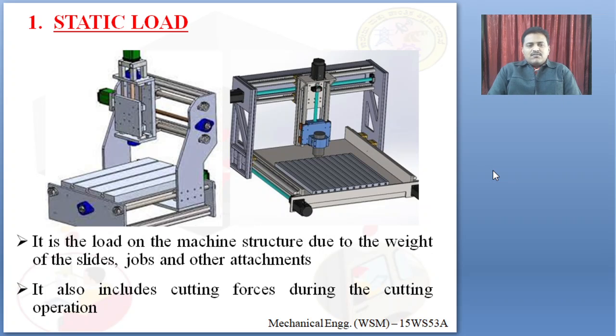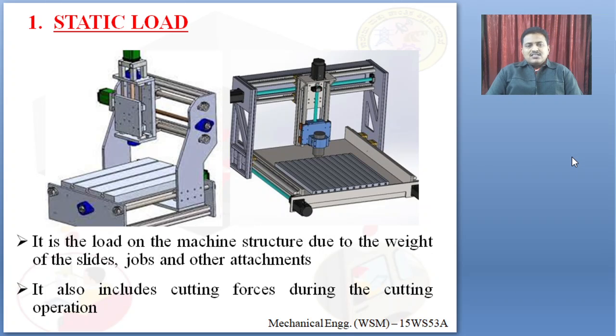Let us see the different types of loads that are to be considered in CNC machines. The first kind of load, which we discussed in the last class, is the static load. So what is static load? It is a load on a machine structure due to its own weight and the weight of slides, jobs and other attachments. You can see there is a structure here. The weight of this material will lie on the machine structure. This type of load we call static load.